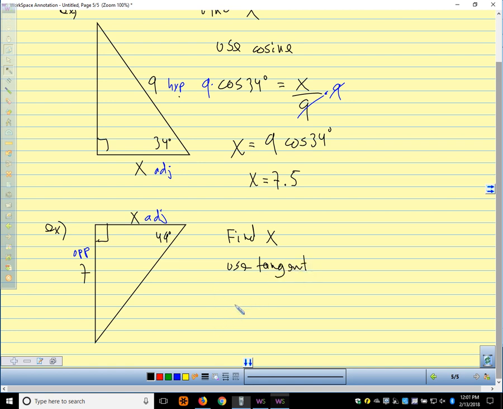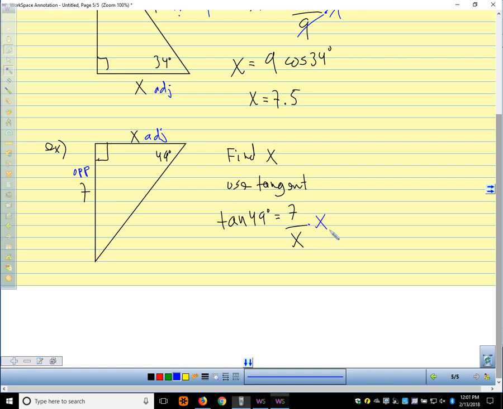So we'll write our equation. Tangent of 49 degrees equals the opposite, 7, over the adjacent, x. So when we have the x in the denominator, we have a little bit more work to do. So what do I do to get that x out of the denominator? Multiply both sides by x. So I'm going to multiply by x, those cancel. And I get x tangent 49 equals 7.